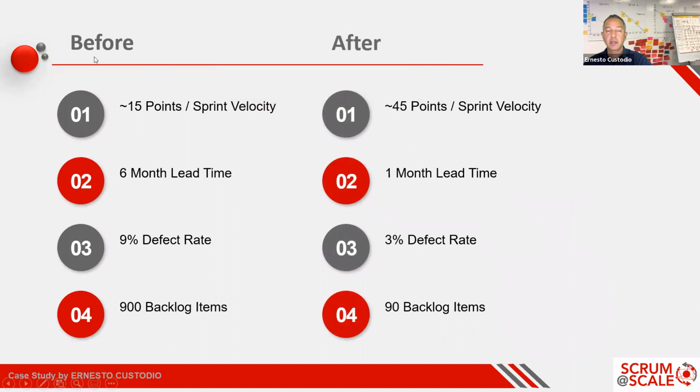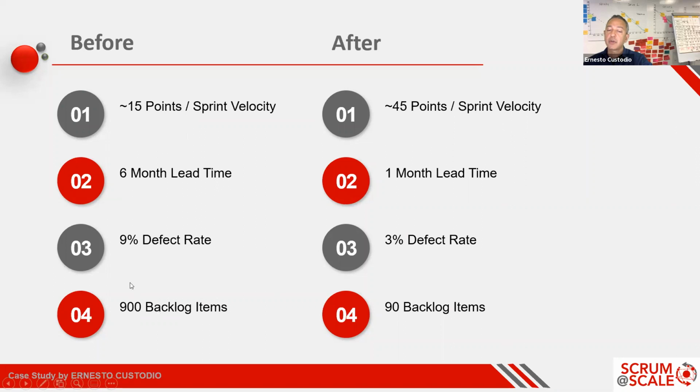When we did that, we began to see some significant results. Before, if you remember, we had 15 points on average per team. We started exhibiting an average of about 45 points. We had a 6-month lead time. It went down to about 1 month worth of lead time. That is the delivery time for the features. We had a 9% defect rate, and that went down to 3%.